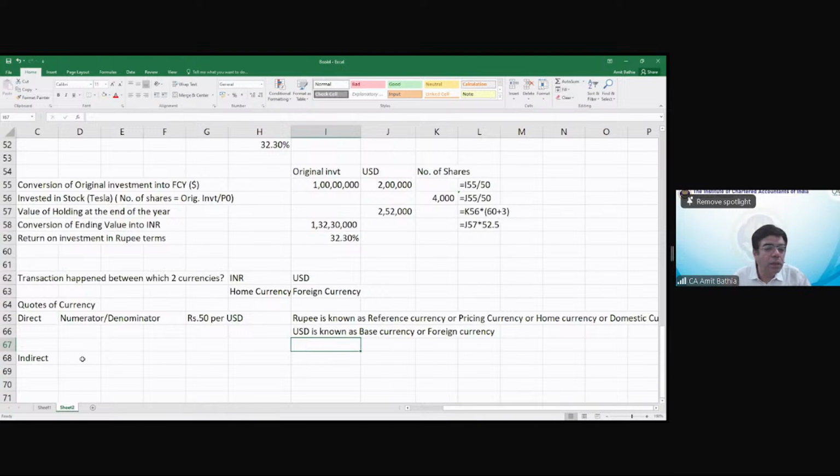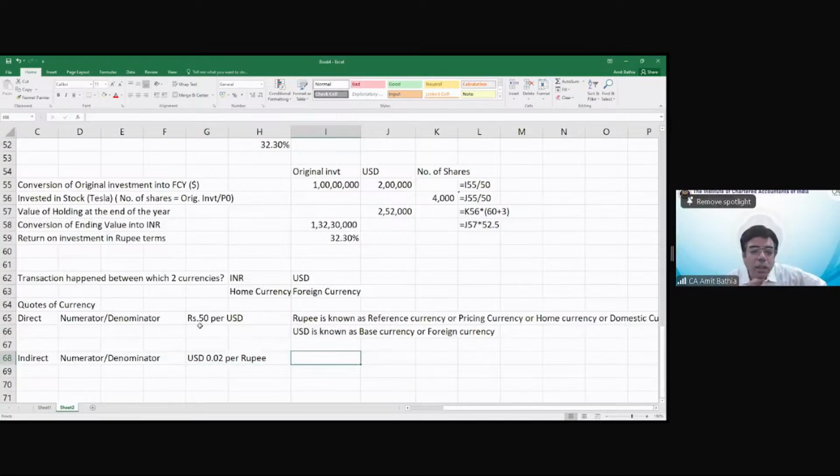Okay. Now, in the case of indirect quotes, I would essentially be mentioning this same thing again. However, now the role will be reversed, right? Instead of mentioning rupees 50 per USD, I'm going to mention how many dollars I can buy in a rupee. So in other words, now the denominator is going to be dollars per rupee. Are you with me? So you have USD, say, 0.02 per rupee. Are you with me?